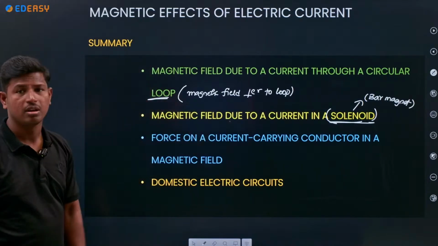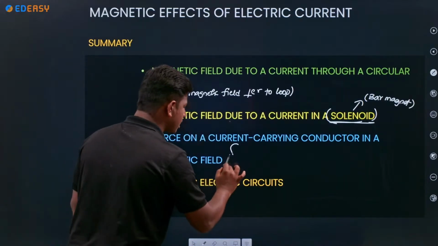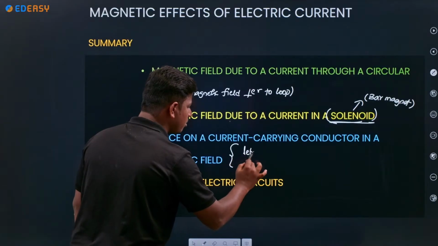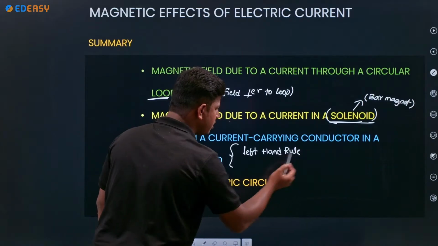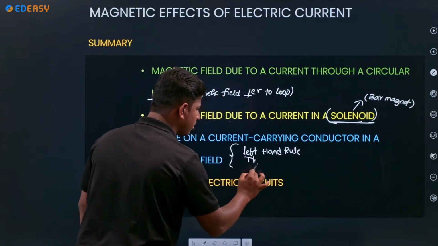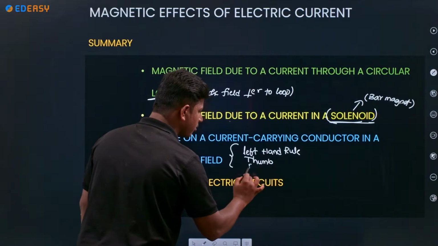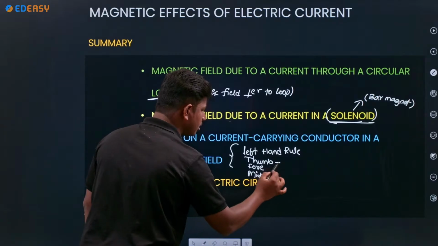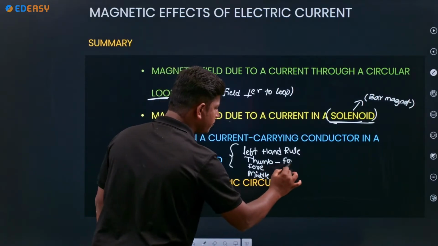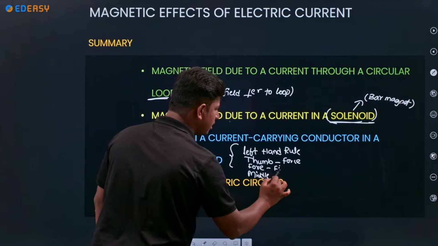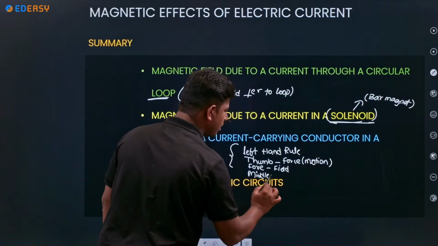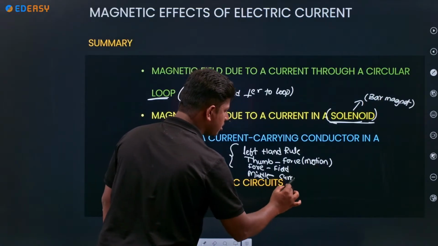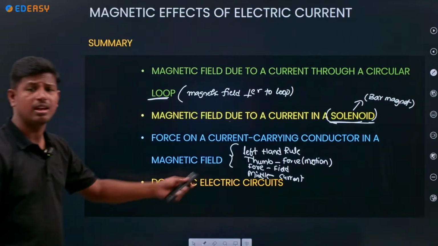Next, force on a current carrying conductor. Which law do we use? Left hand rule. Which fingers do we take? Thumb, forefinger, middle finger. Thumb, force or motion; forefinger, field; middle finger, current. That's it.